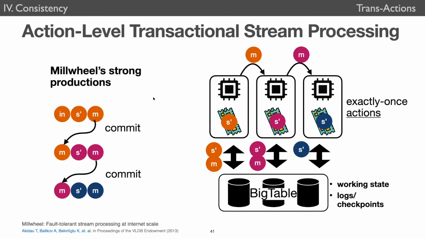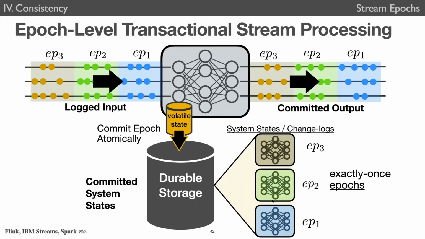MillWheel, that we covered a bit before, is actually using a big table to commit a full action at a time for each task. The state of an action is basically its input, its state update, and generated output events. Committing each of these transactionally is also called strong production in MillWheel, and this is a powerful approach given that you have a good external storage solution, since it can even support committing non-idempotent operations. Exactly once processing in this setting actually means committing each such action exactly once.